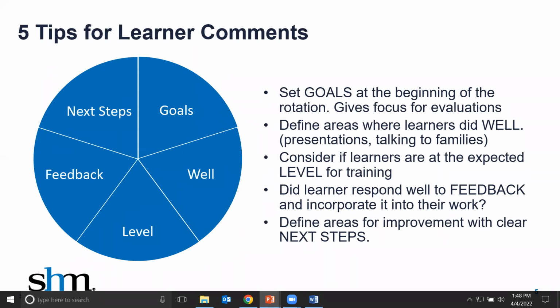And so having that skill to develop and move on to the next thing or respond to feedback is really helpful. And then again, we're all trying to work towards expertise, and defining areas for improvement with clear next steps is helpful too. So the learner, when they go to a different attending or even a different service, knows where they can continue to grow, especially with self-defined goals that they've already talked about.